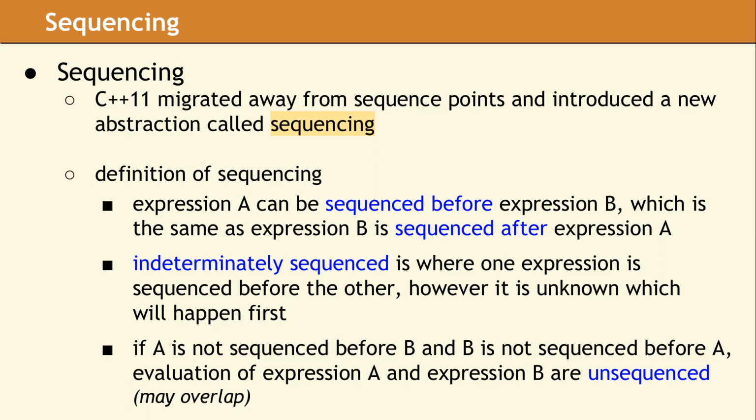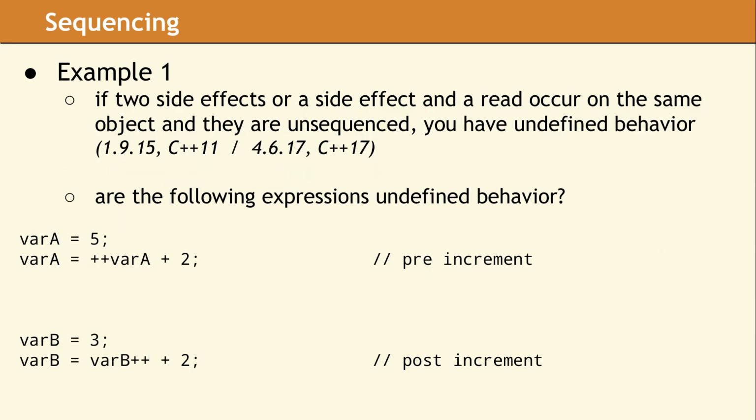Finally, the most lenient relationship is for two expressions to be unsequenced with respect to each other. This means the compiler may overlap or interleave the instructions that evaluate these two expressions. We mentioned that understanding sequencing would be useful in determining if an expression produced undefined behavior. One of the rules in the standard states that if two side effects, or one side effect and a read, occur on the same object and they are unsequenced, the result is undefined behavior.